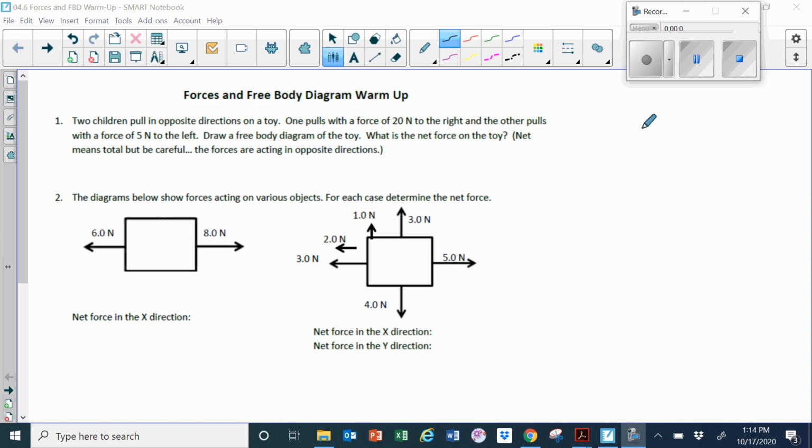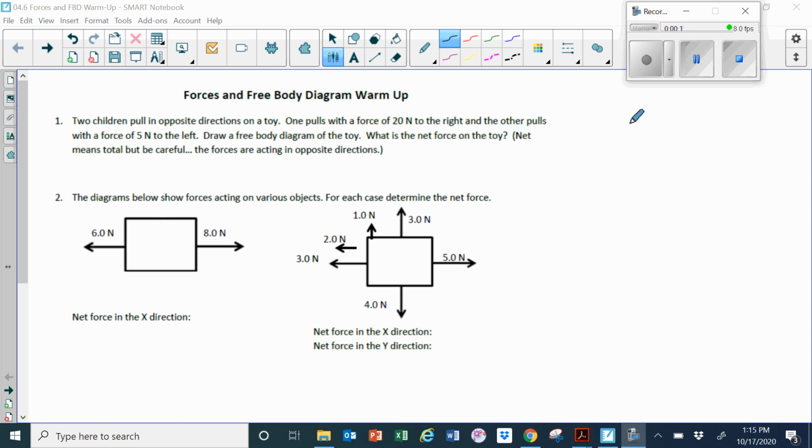This is a warm-up on forces and free body diagrams. We're going to look at a couple of problems here, and then we'll move on to some other stuff. So first of all, we've got two children. This is number one. Two children pull in opposite directions on a toy.